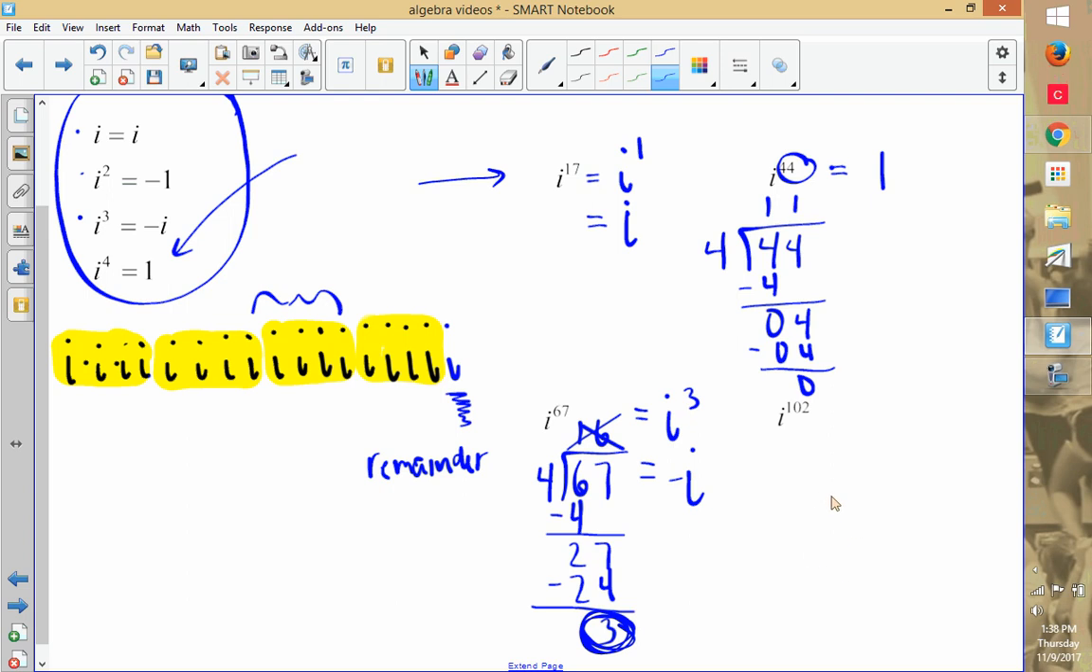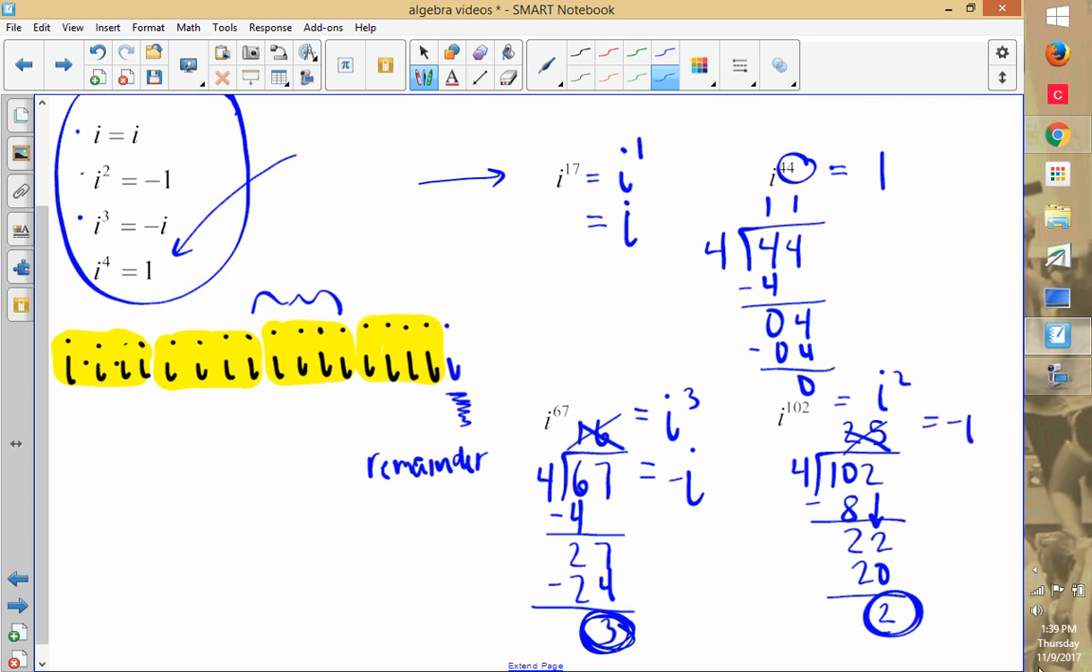So one more. We have to take 102 and divide it by 4. 4 goes into 10 2 times. 4 times 2 is 8. Subtract, and we're going to have 2. Bring down the 2. 4 goes into 22 5 times. 4 times 5 is 20. Find the remainder. This is what I am concerned with. I don't care how many times the pattern goes in. That means that i to the 102 is equivalent to i to the 2nd, which means that we're really going to be negative i.